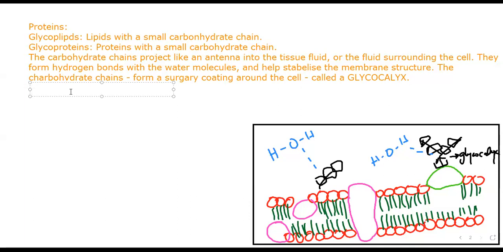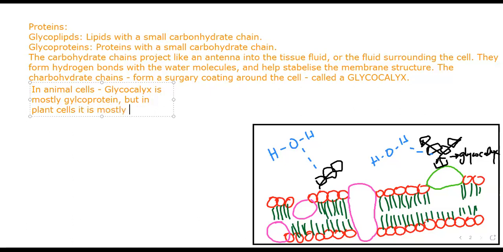Now, in animal cells, the glycocalyx is mostly glycoprotein. But the situation becomes slightly different when we talk about your plant cells. In plant cells, it is mostly glycolipids that make the glycocalyx.